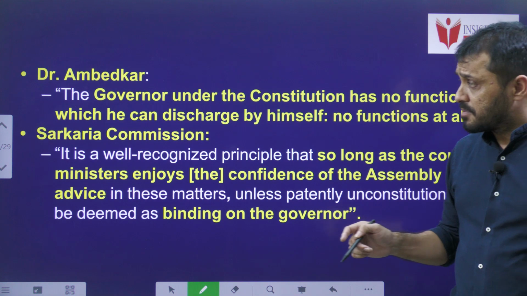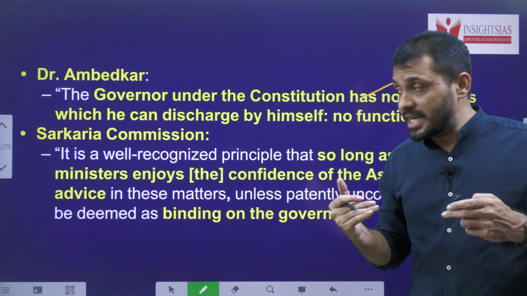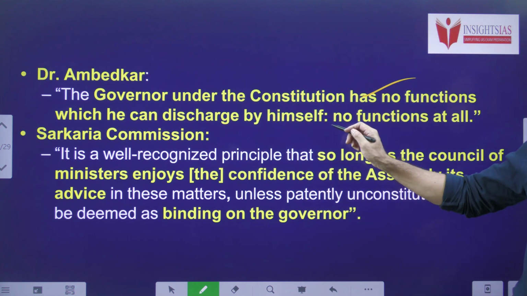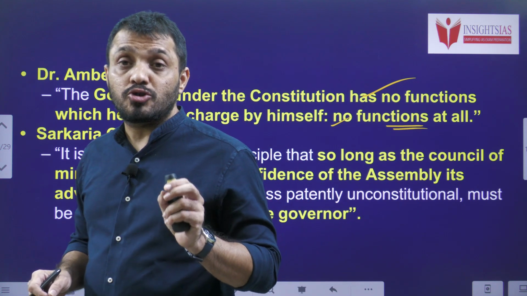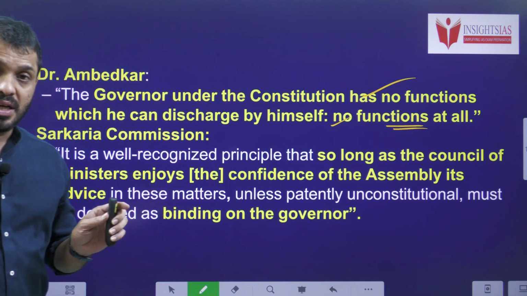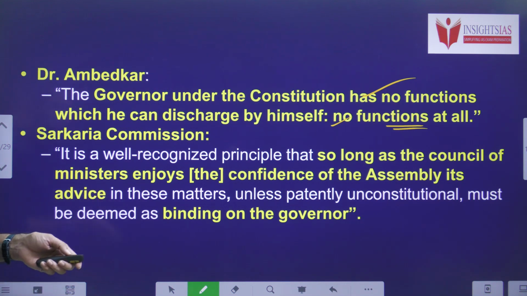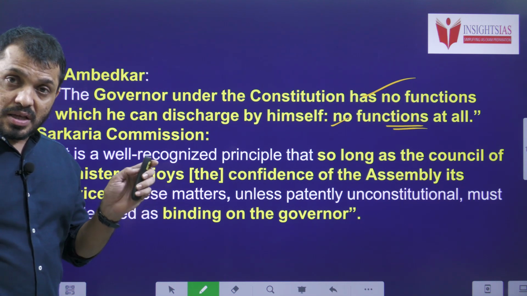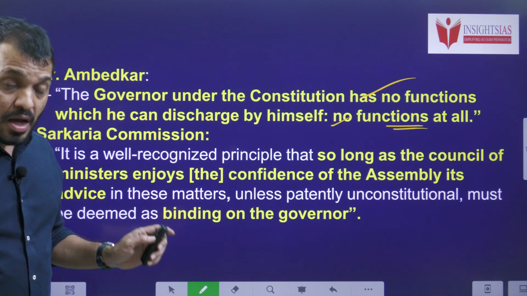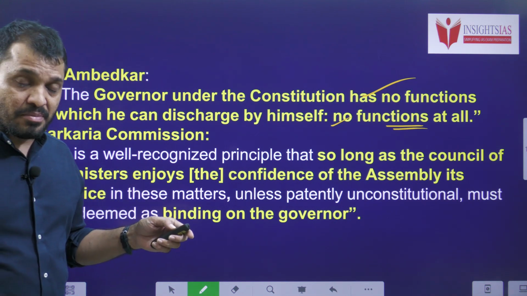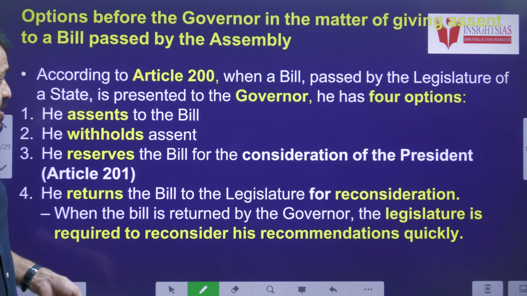Now we will see B.R. Ambedkar. B.R. Ambedkar was mentioning that governor of the constitution has no function independently, no function that can be discharged by himself, no function at all. That means B.R. Ambedkar expected that governor should not function independently. Governor always should take the confidence of the Council of Ministers. His action should be according to that. Even the Sarkaria Commission also mentions that governor has to follow the aid and advice given by the Council of Ministers, as long as those Council of Ministers are having the confidence of the Assembly. Of course, if any decision given by the state government seems to be very grossly unconstitutional, then governor can use his discretion.